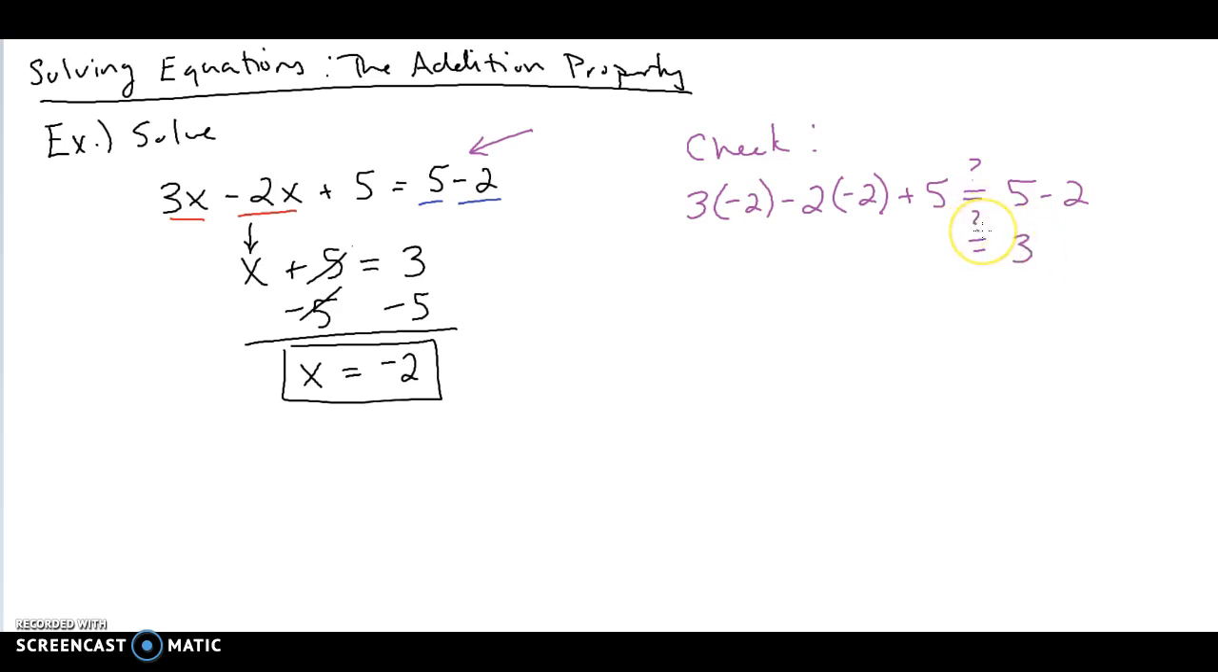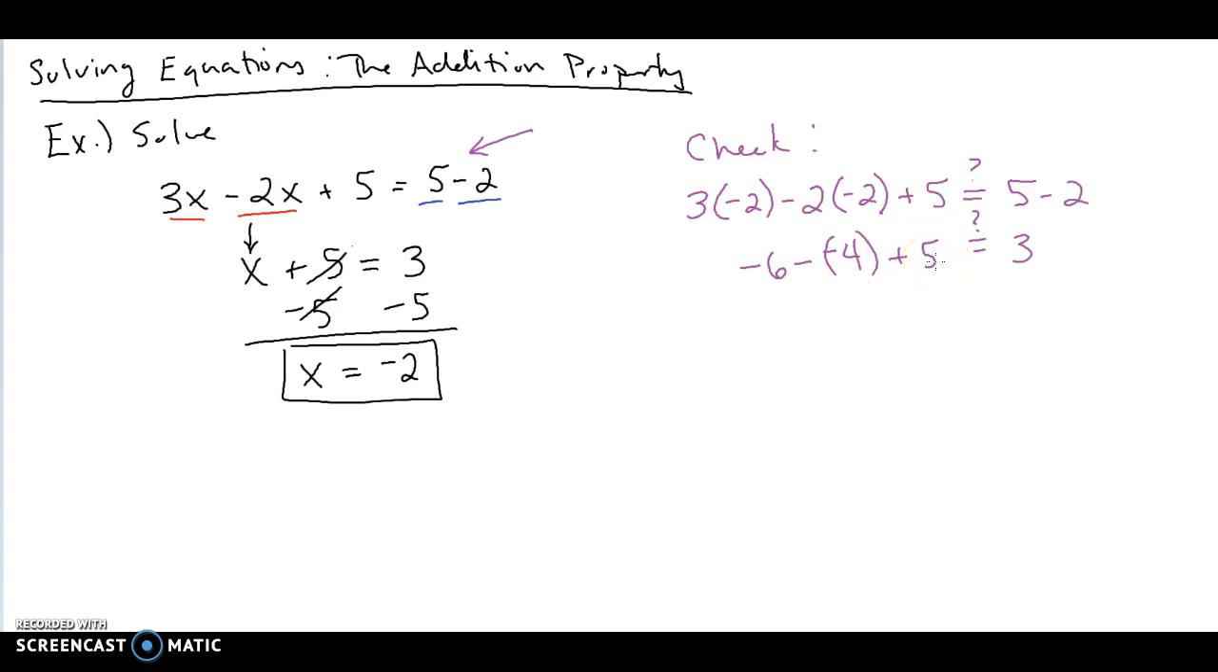Let's go back now and check some of this other stuff. What is 3 times negative 2? 3 times negative 2 is going to give me a negative 6. And then we've got minus. Now, guys, please notice I'm using order of operations to clean this up. So we bring down our minus sign. What's 2 times negative 2? 2 times negative 2 is a negative 4. Let me put that in parentheses just to keep track of it. And then we've got our plus 5.